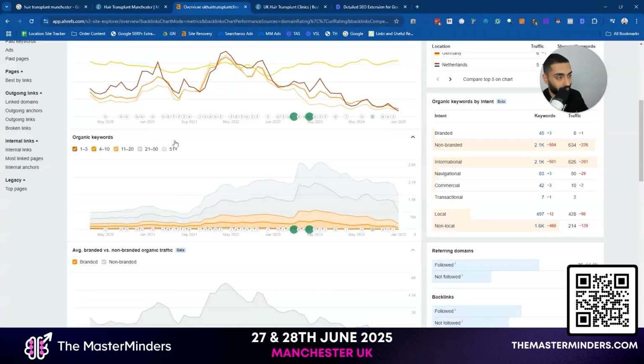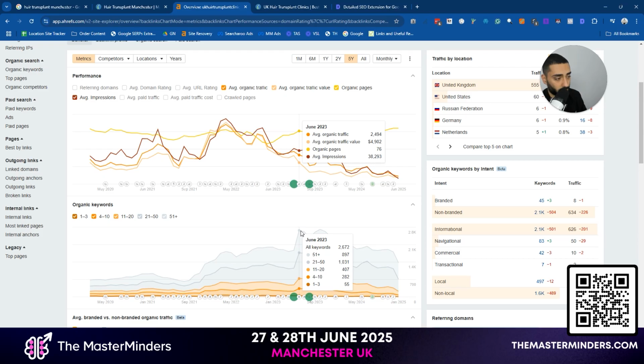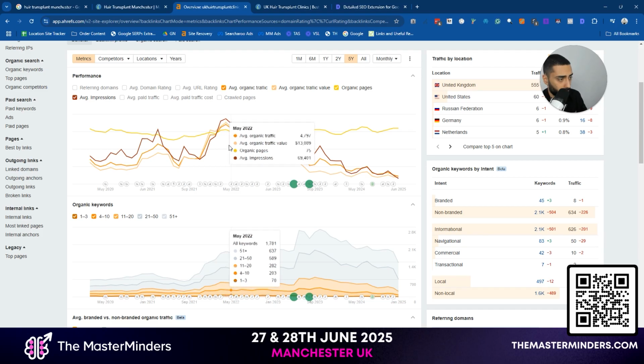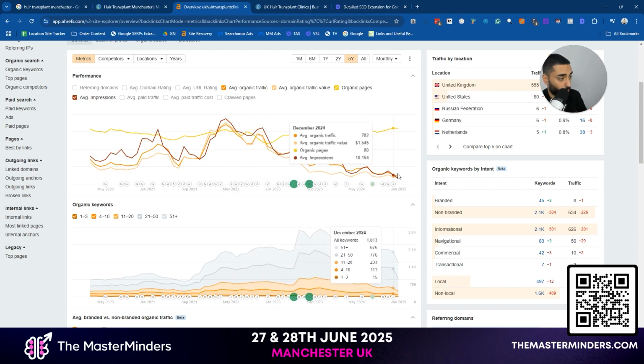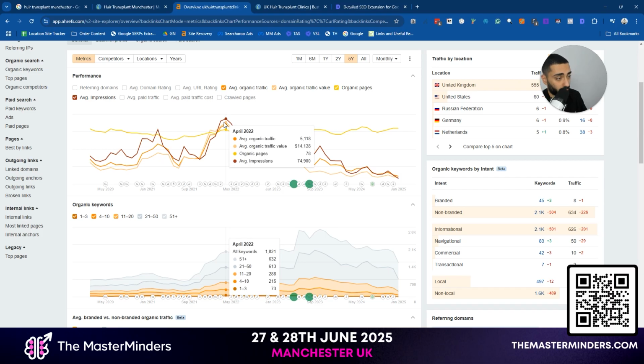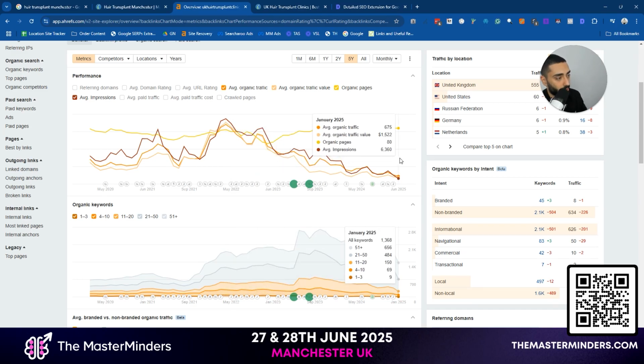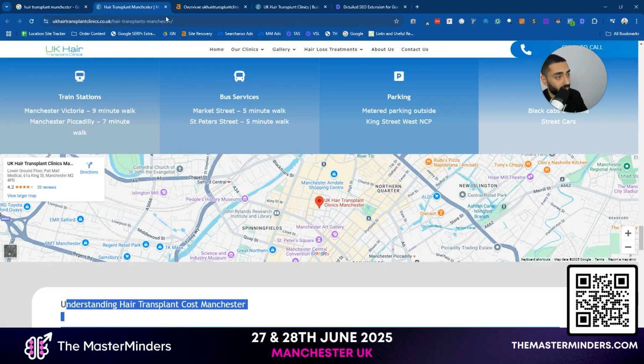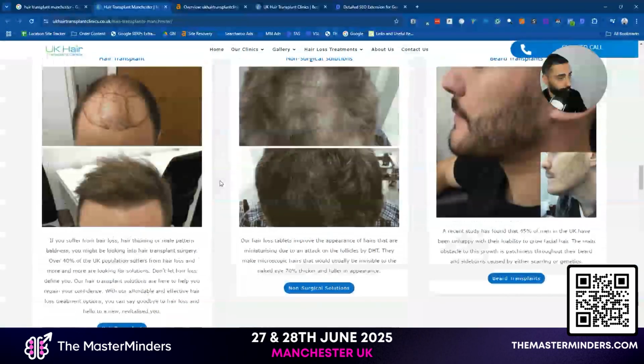And just so you guys can actually see this website, as we can see here, 2023, it was probably at its all-time high, I would say. And it's just slowly dipped. If you take a look here, in April 2022, the traffic value for the website was $14,000. I know that it's a website in Manchester, but it's calculated in dollars. And right now it is at 1,500. So it's basically the worst position it's ever been. And we're going to deep dive into the reasons as to why that's happened.